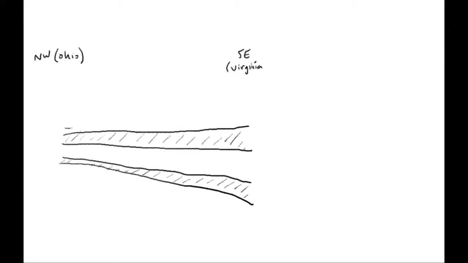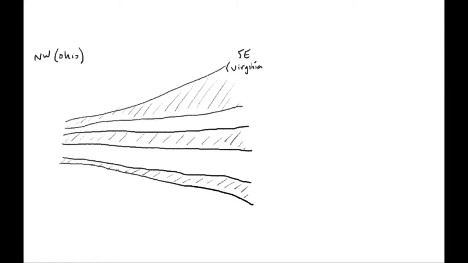Okay, and then we're going to do another one, and then one more. So the shaded, let's make a little key here. Shaded is clastic sedimentary rocks, and then unshaded is carbonate.